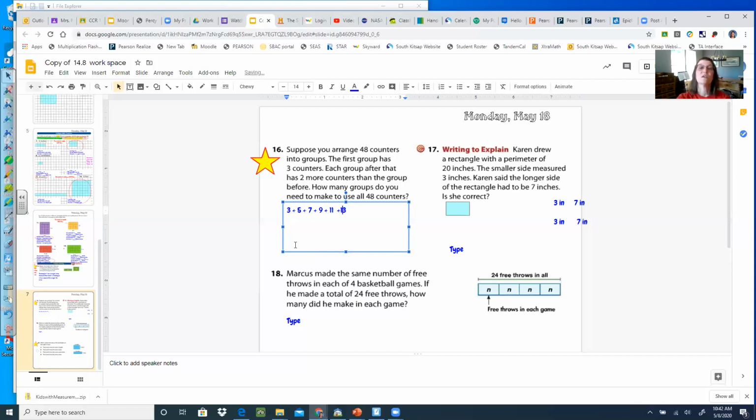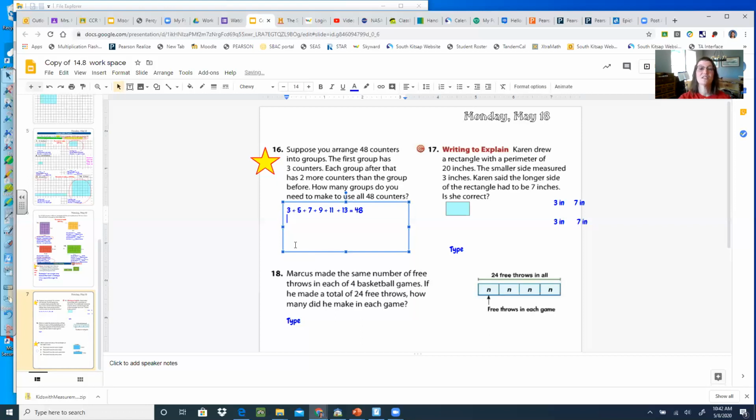Well, let's look and see. What is 13 plus 11? 13 plus 11 is 24. Our previous 4 numbers added to 24. 24 plus 24, that gets us to that 48 that we wanted.